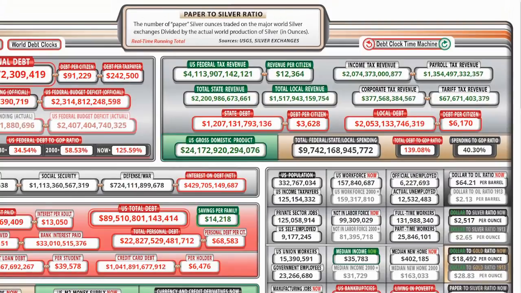It is the number of paper silver ounces traded on the major world silver exchanges divided by the actual world production of silver in ounces. So there you go. The number of paper silver ounces traded, the major world silver exchanges, divided by the actual world production of silver in ounces. This is the derivatives. So these are numbers to watch too.